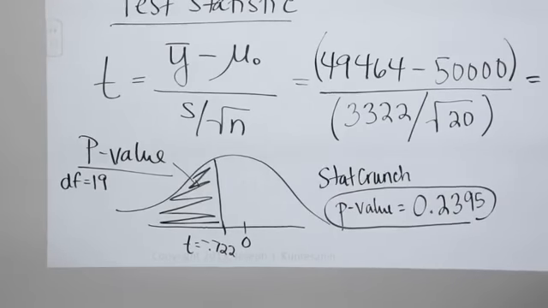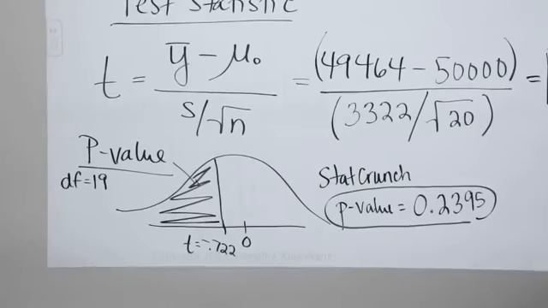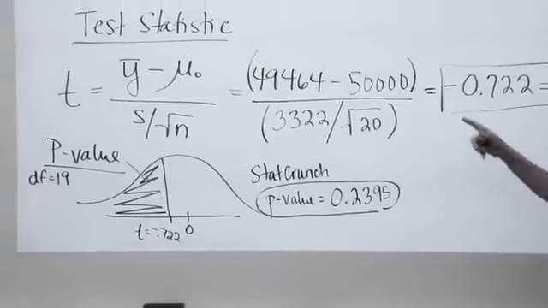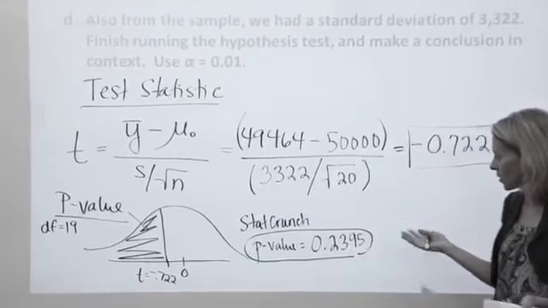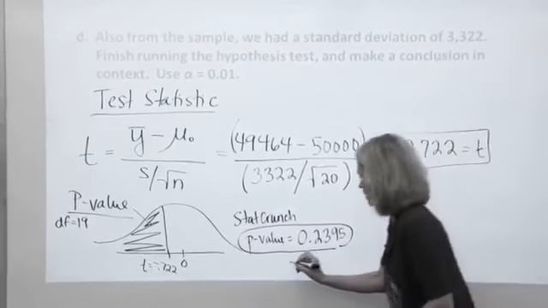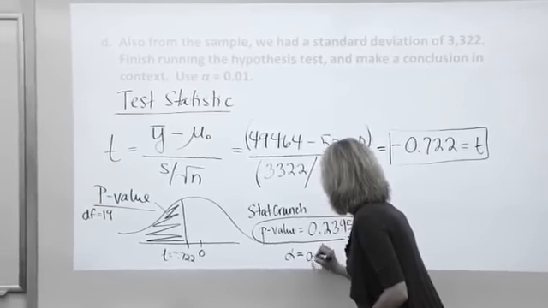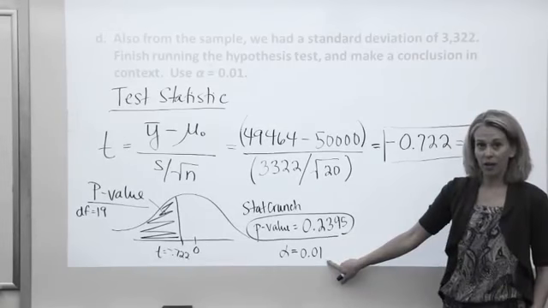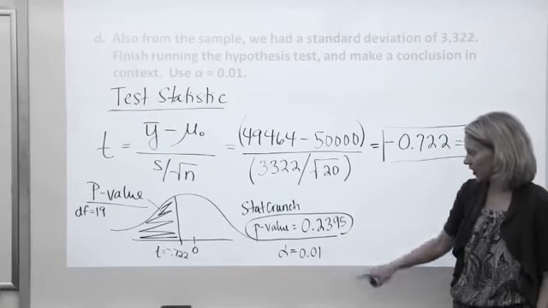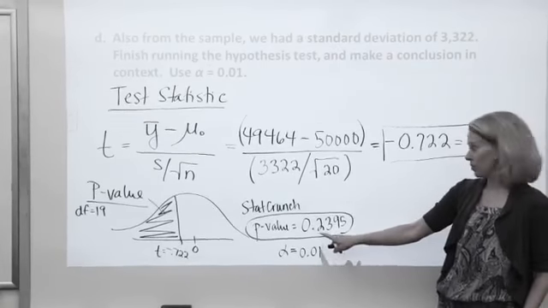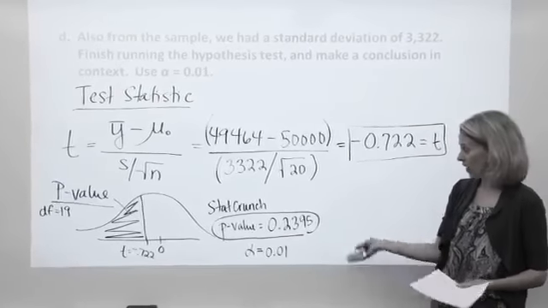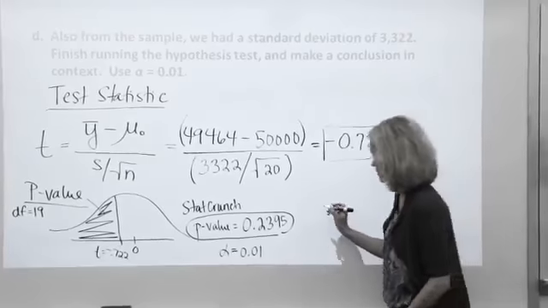So here's our test statistic. Here's our p-value. We were to test using alpha equal to 0.01. Almost didn't even need a significance level with this one. Clearly that p-value is bigger than alpha. This is not a small p-value. And so you should know that when your p-value is not small, you're going to fail to reject the null hypothesis.